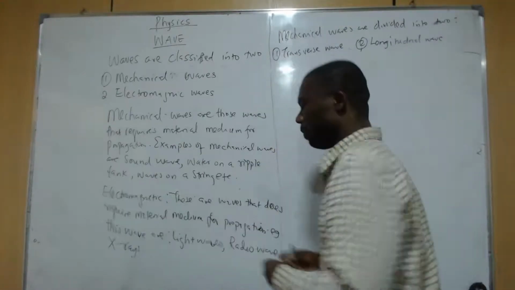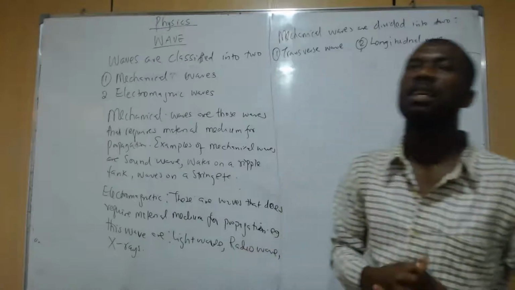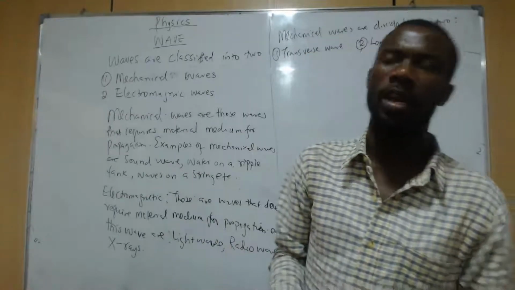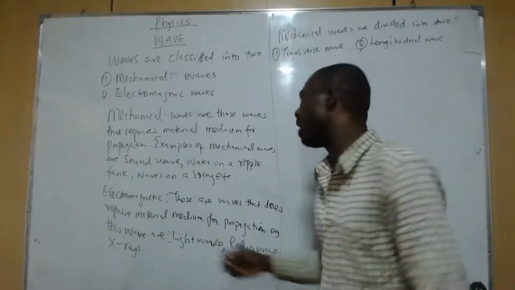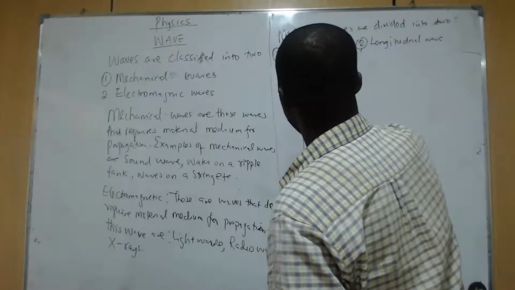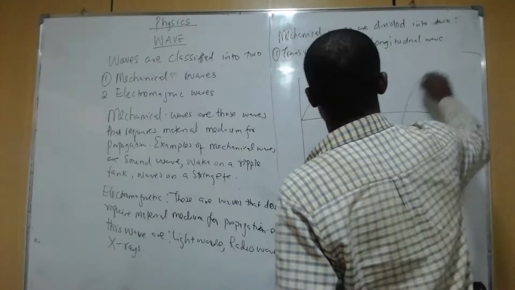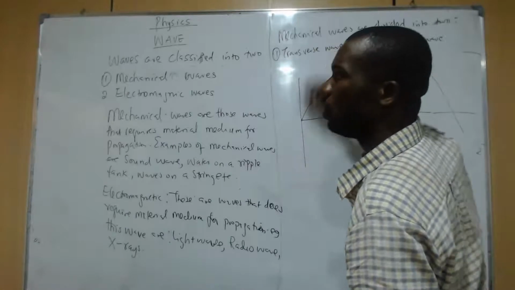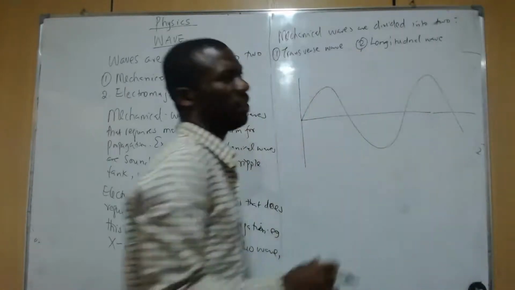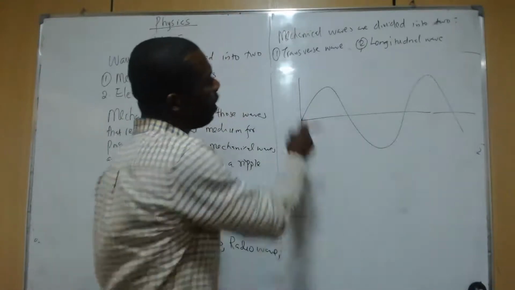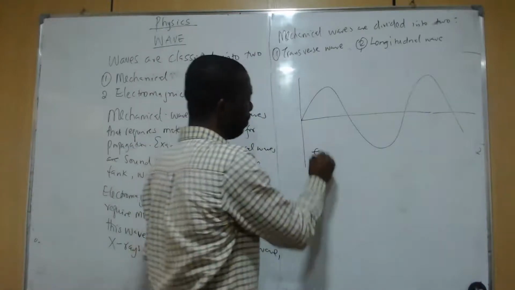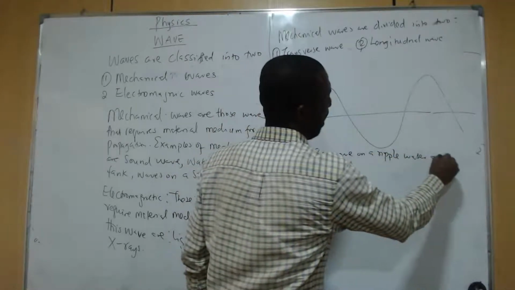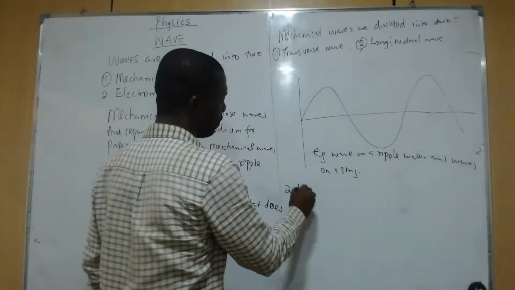Now, what do you mean by a transverse wave? A wave is said to be transverse if the direction of the wave is perpendicular to the oscillation of the disturbance. That means if you have a wave moving in this direction, while the source of disturbance, which is here, oscillates to and fro, this is a typical example of a transverse wave. An example of a transverse wave is a wave on a rope or water.